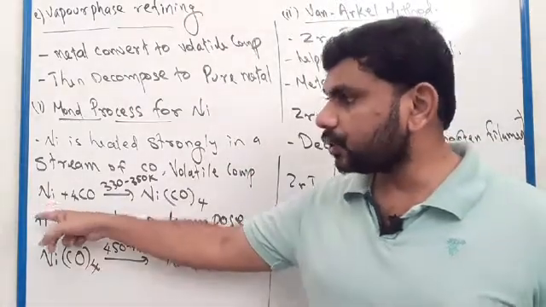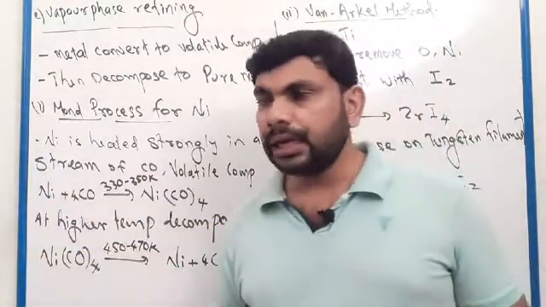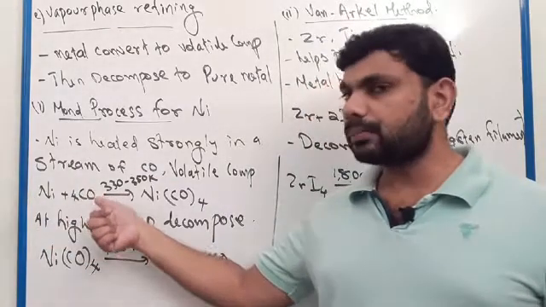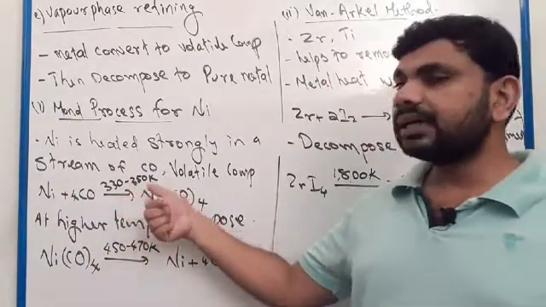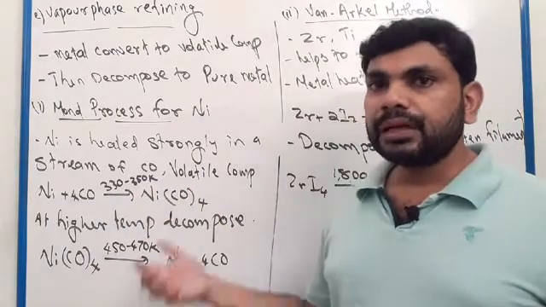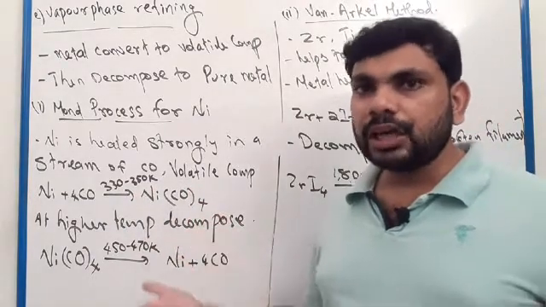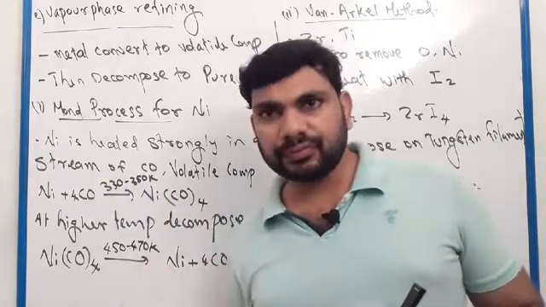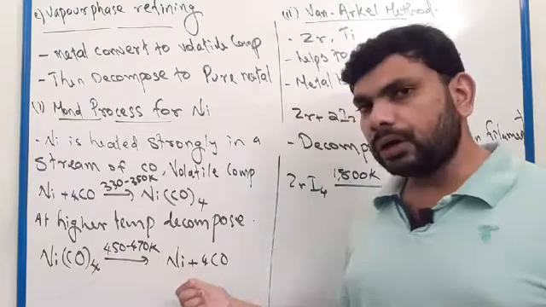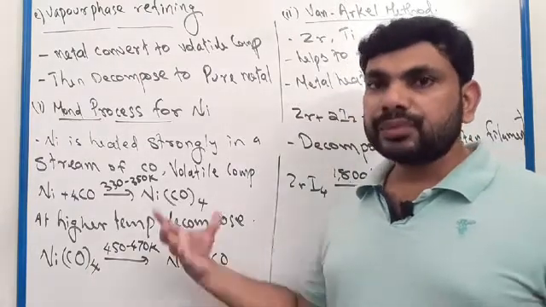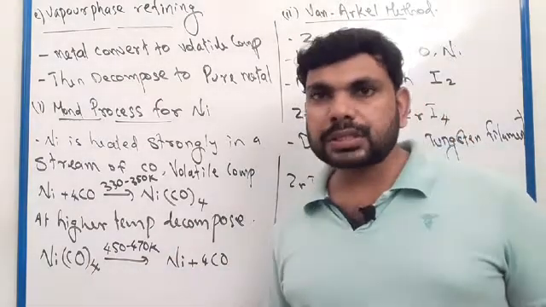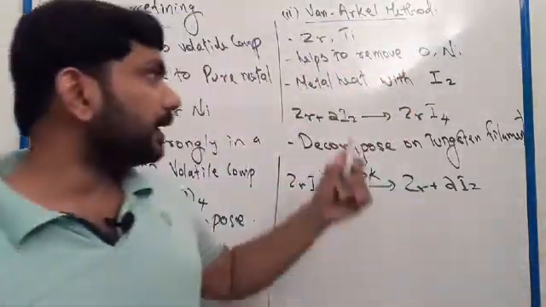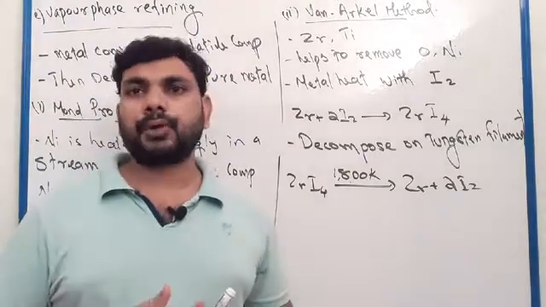Here nickel means not only nickel, there are impurities. Nickel with impurity is heated in a stream of carbon monoxide at around 330 Kelvin. Then it forms tetracarbonyl nickel, which again after strong heating at more than 450 Kelvin produces pure nickel and carbon monoxide. This is the Mons process, for nickel. Remember this. Next we can discuss the Van Arkel process.